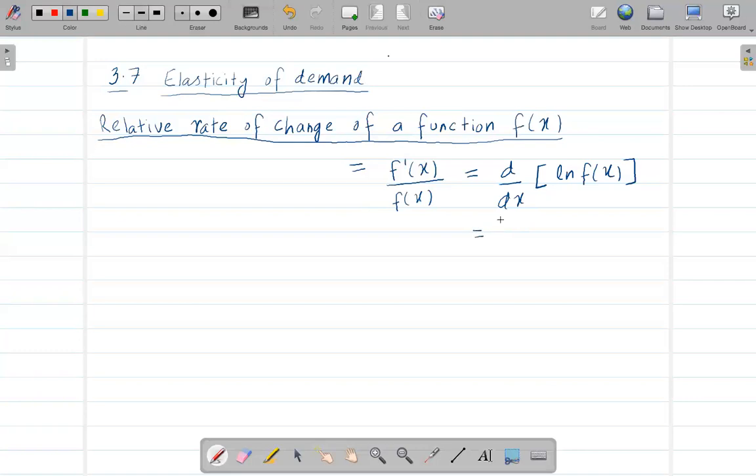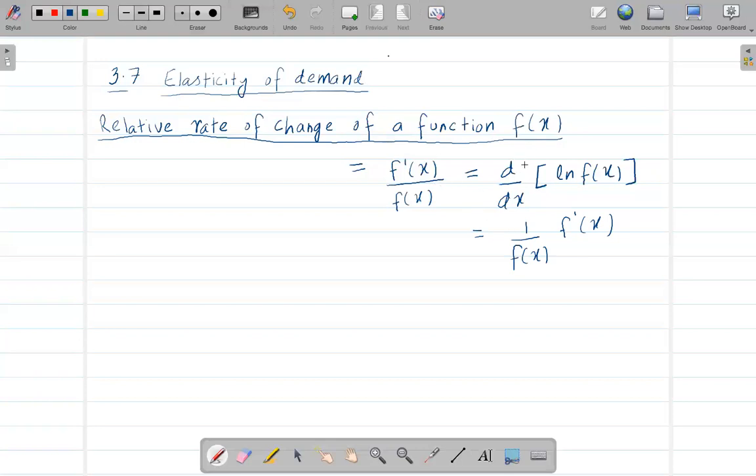So if I take the derivative of natural log of f of x, the derivative of natural log is 1 over whatever is there. Since we have f of x, it is 1 over f of x. That's the derivative of natural log. And we also have to take the derivative of the inside function f of x, which is just f prime of x. See, these two are the same thing.